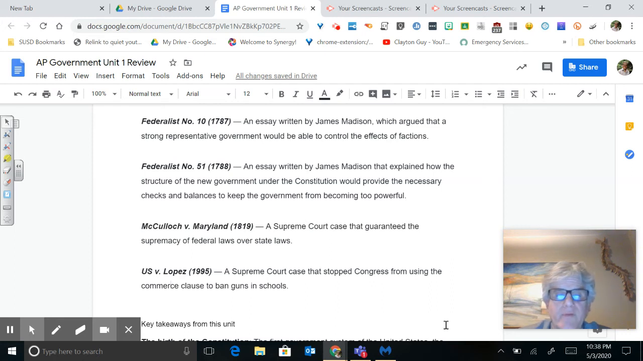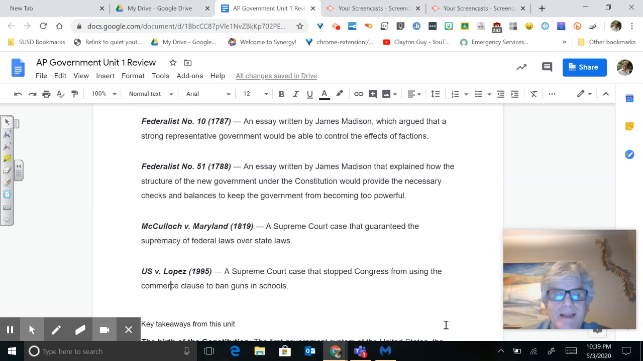So it had a lot of different effects. The supremacy of federal laws over state laws was affirmed. The implied powers for the Congress making the law creating the national bank was affirmed. So this was a very important case.